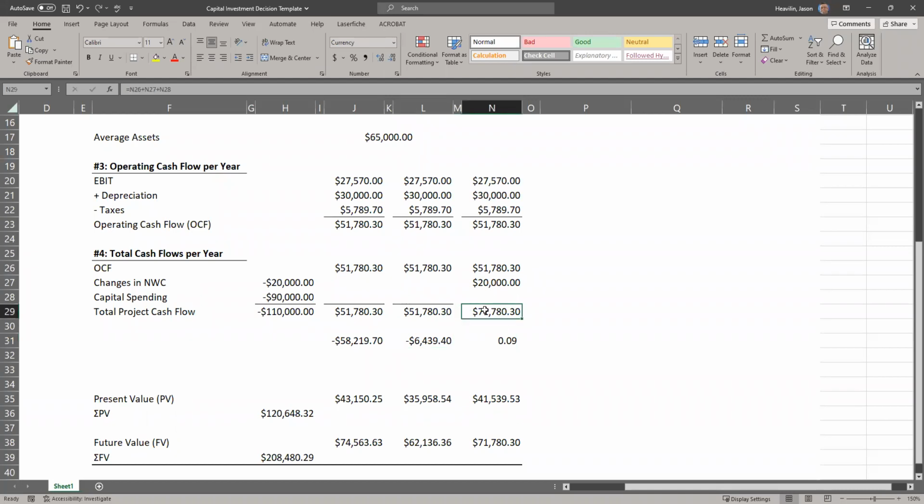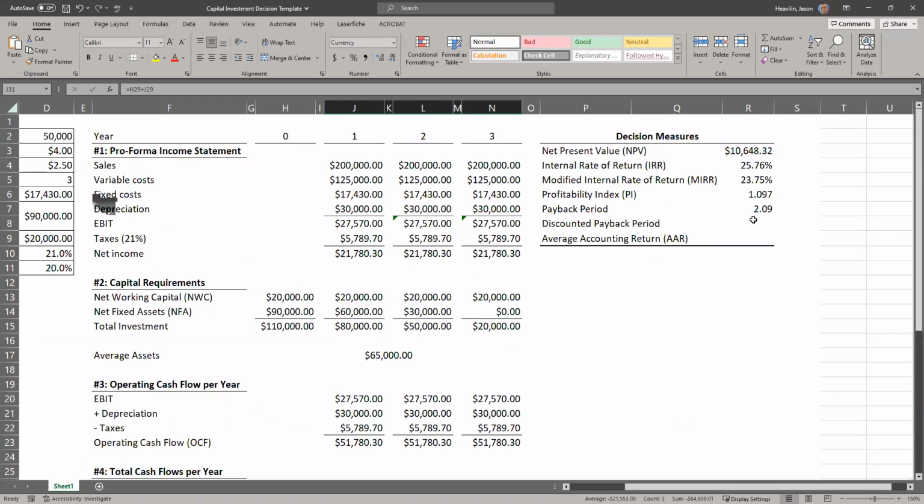But once you see that the next year is going to bring you more than what you still have to recover, that's when you do that division, and you get the 0.09. And then you add them every year that it took, in this case, 2 years plus the 0.09. And that's how you do the payback period.